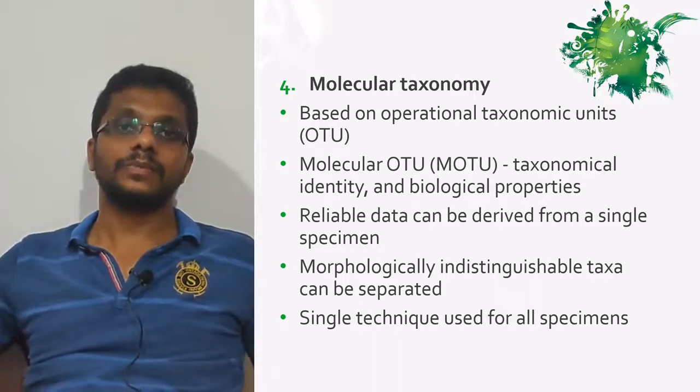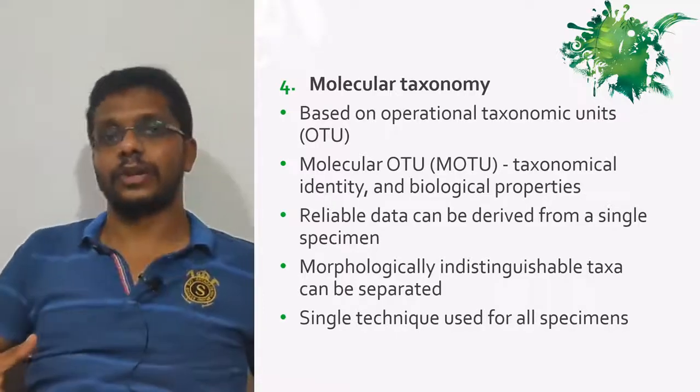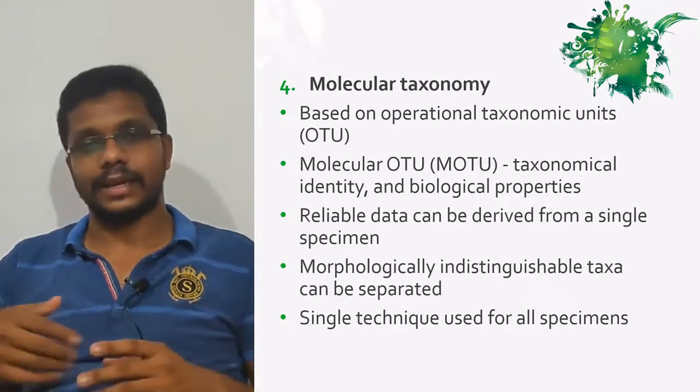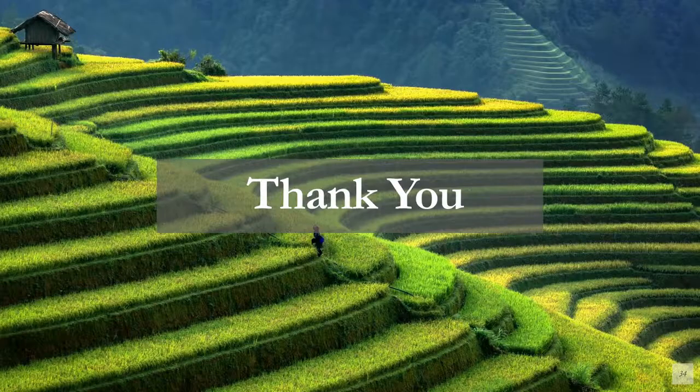So we don't need specialists in all fields. We need a specialist in molecular biology. He can identify all organisms based on the molecular taxonomy. So these are the techniques used for genetic diversity studies and the genetic level inventories.